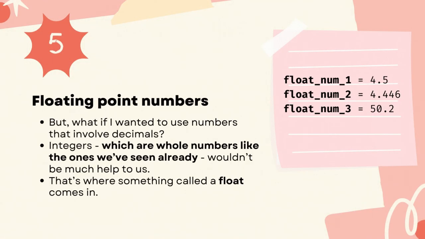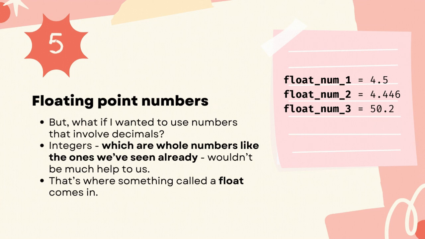But you haven't really seen yet numbers that involve decimals. In this case, integers, which we've seen so far, are whole numbers. That's not a lot of help to us if we are looking to have a number that has a decimal. That's why we have something called floats. These numbers are what we would use to represent numbers that have decimals in them. So a float might look like this. Float num1, which is our variable name, is assigned to the value of 4.5. We can recognize that this is a float because it's a 0.5. We see something after that decimal place.